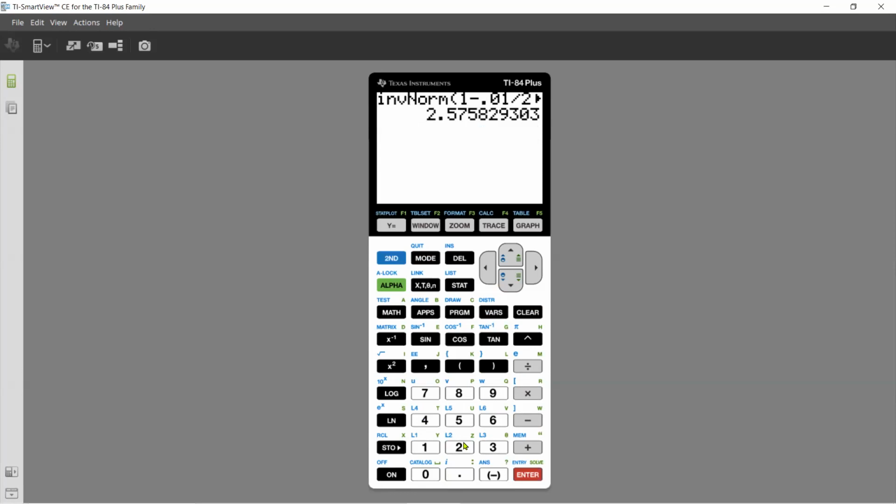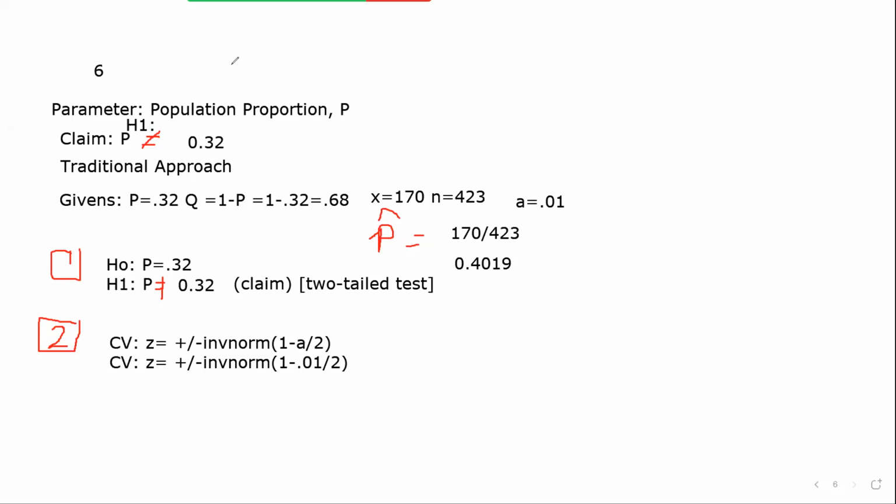Paste it. I have 2.5758, and I have a negative and a positive. I'm going to round this to 2 decimal places. So negative 2.58 and positive 2.58. So my critical values here are positive and negative 2.58. So Z is plus or minus 2.58. And then I go to step 3 and I calculate the test statistic.